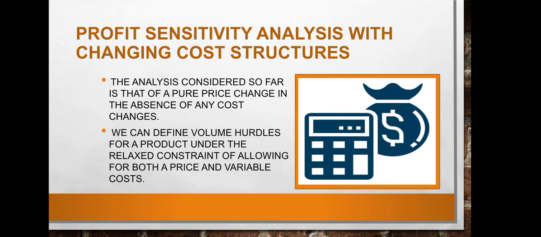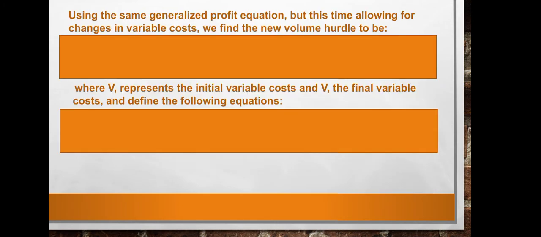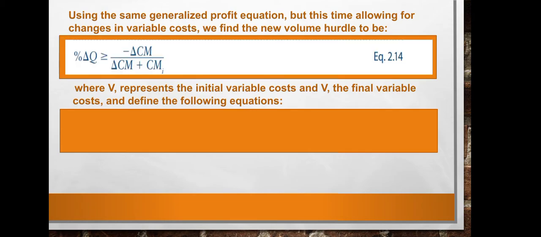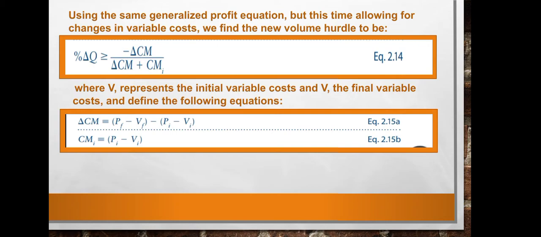Doing so would no doubt leave the firm's price below the industry norm, thus encouraging its competitors to follow suit with similar price decreases to recover the lost sales volume. Using the same generalized profit equation, but this time allowing for changes in variable costs, we find the new volume hurdle to be this expression, where V represents the initial variable cost and V the final variable cost, and define the following equations as this expression.